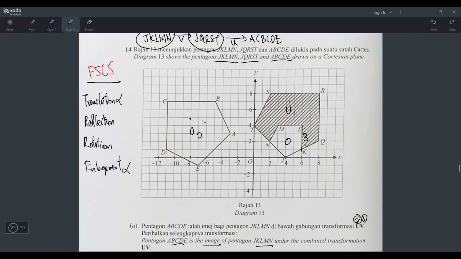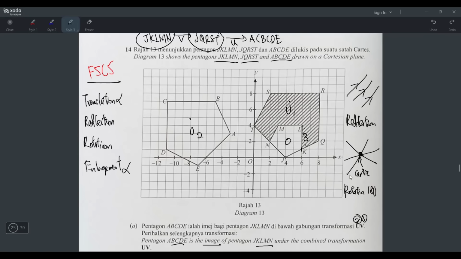That's why I teach my students to draw lines. Cara yang saya ajar student macam ni, you join the line, tapi you kena join dengan corresponding point. And after joining the line, if all the lines are parallel, that means it's reflection. But if all the lines intersect nicely at one point, every single line also intersect at here, then this will be rotation 180. And the intersection point, that one is the center. That's the center of rotation.